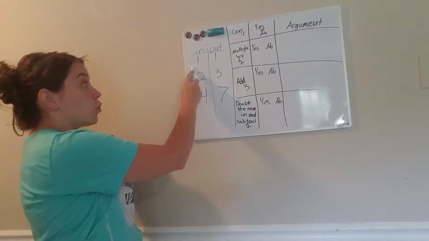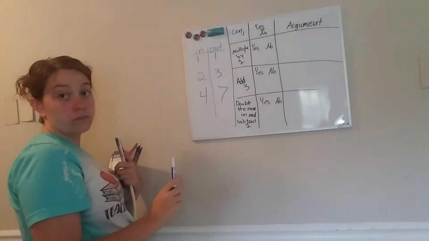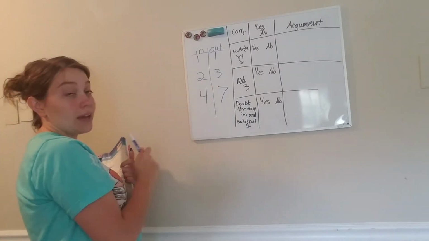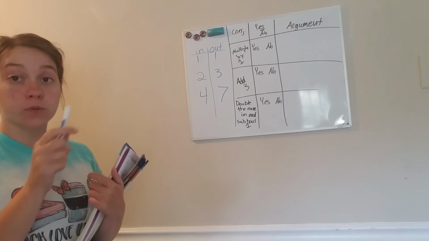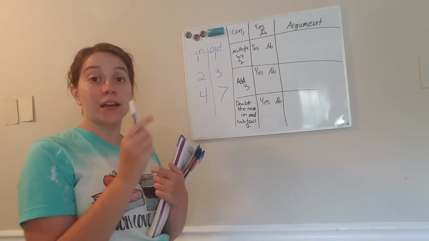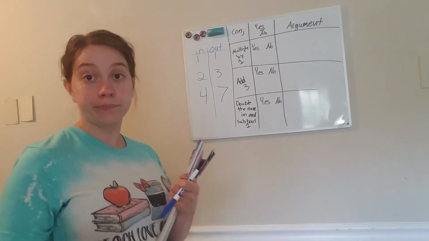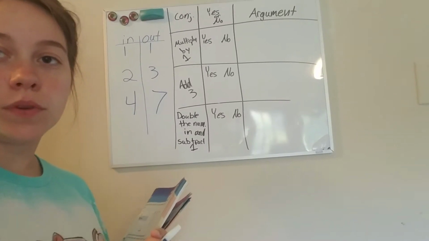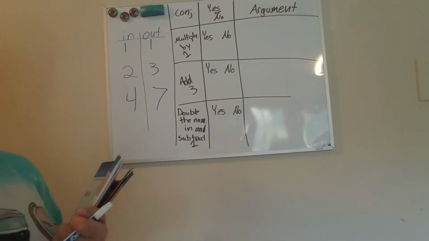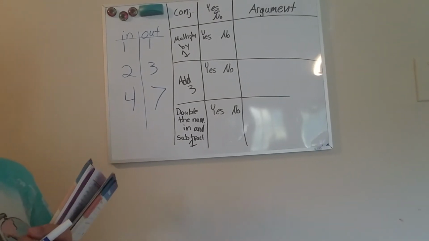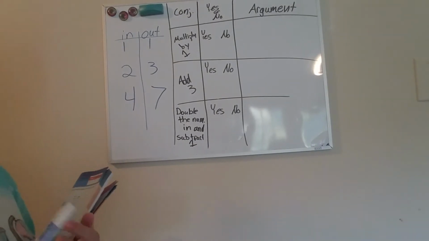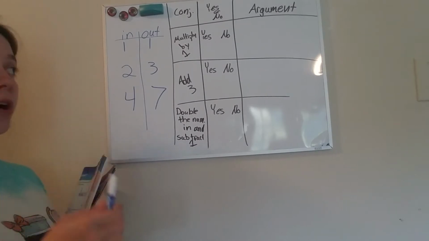So we have 1 in and 1 out. Then we have 2 in and 3 out. 4 in and 7 out. So we have to see what our rule was, what happened inside our little machine that got us these numbers. All right, so if you look, your very first one that you have is to multiply by 1. So let's see if this works. Remember, it has to work for all of our rows.